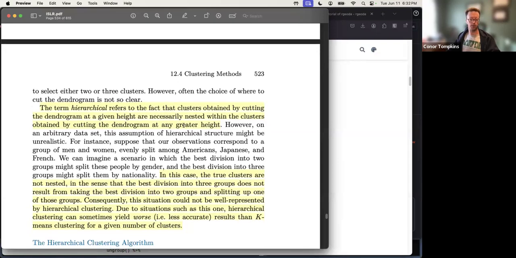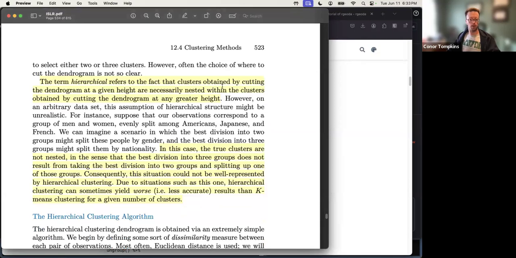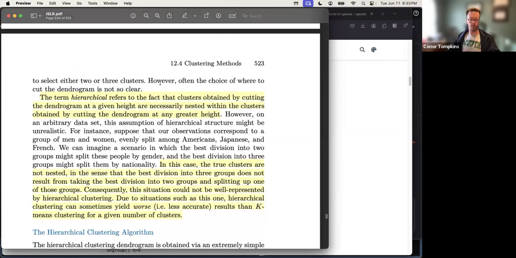And again, these clusters are nested. So this approach sort of assumes that there's some hierarchical structure in your data. But if there's not, like in this example, there's not a nesting hierarchy in the structure of the data, so if you do a hierarchical clustering, the clusters it comes up with will not reflect the data in the real world.